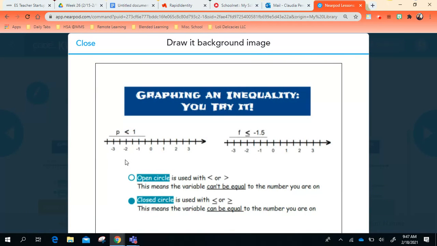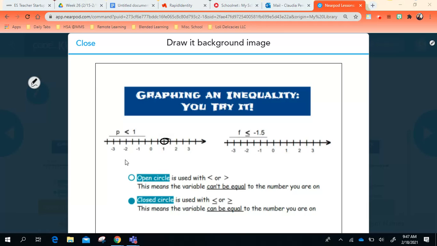Okay, so let's go ahead and look at the first one. It says P is less than 1. So we're going to start with the circle, and we're going to do this every time. So if it's the less than, is that going to be an open circle or a closed circle, Santiago? Open or closed? What do you think? Open circle. So I'm going to put an open circle on 1.